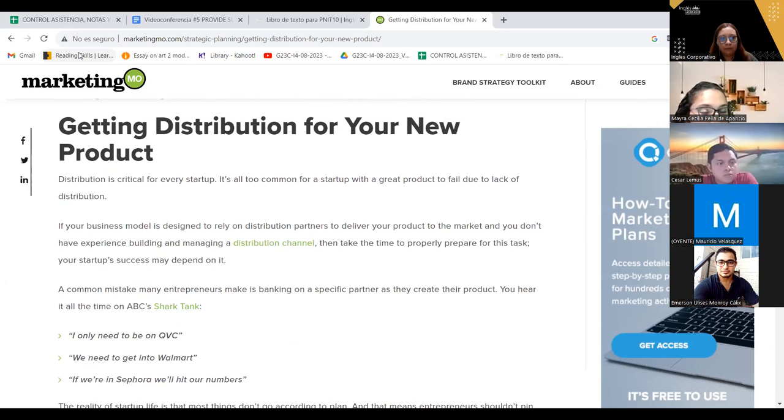Getting distribution for your new products. Distribution is critical for every startup. It is all too common for a startup with a great product to fold due to the lack of distribution. If your business model is designed to rely on distribution partners to deliver your product to the market and you don't have experience building and managing a distribution channel, then take the time to properly prepare for this task. Your startup's success may depend on it.